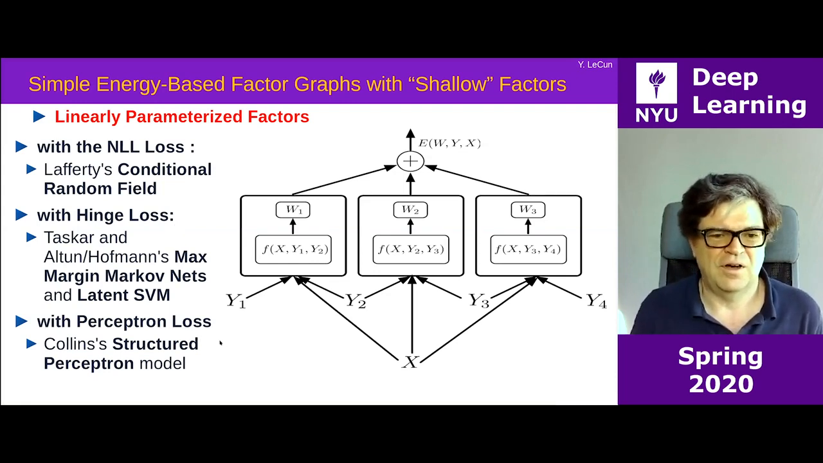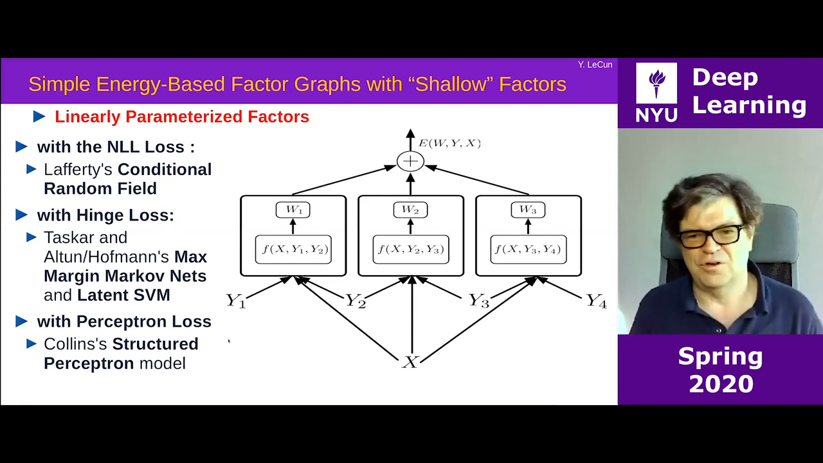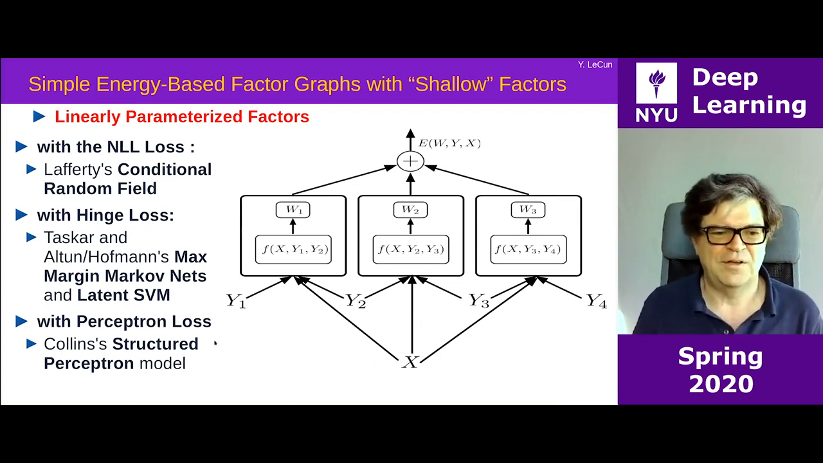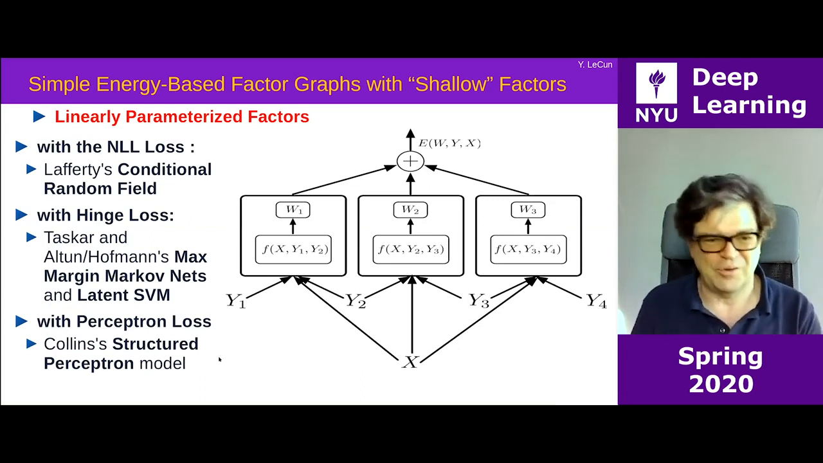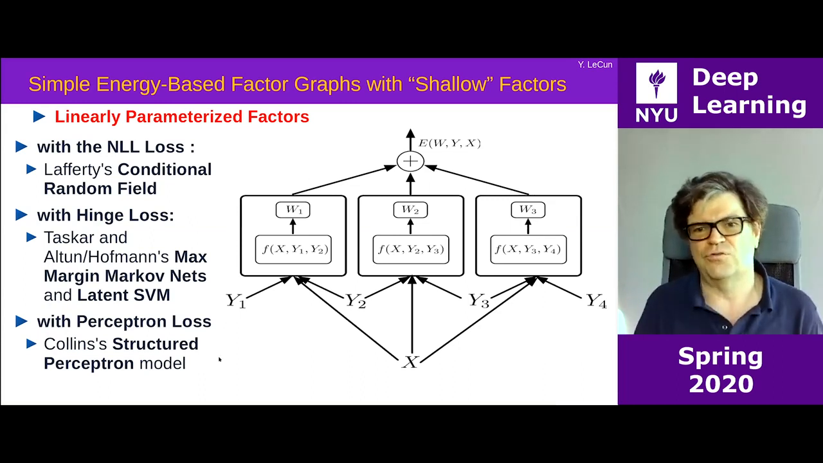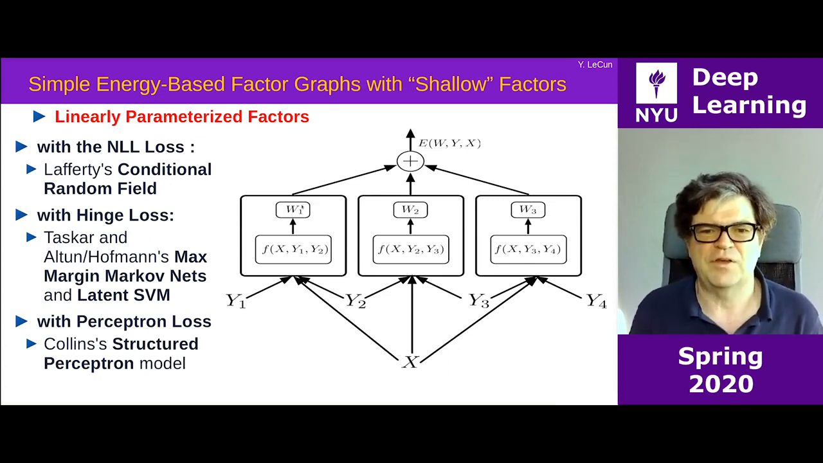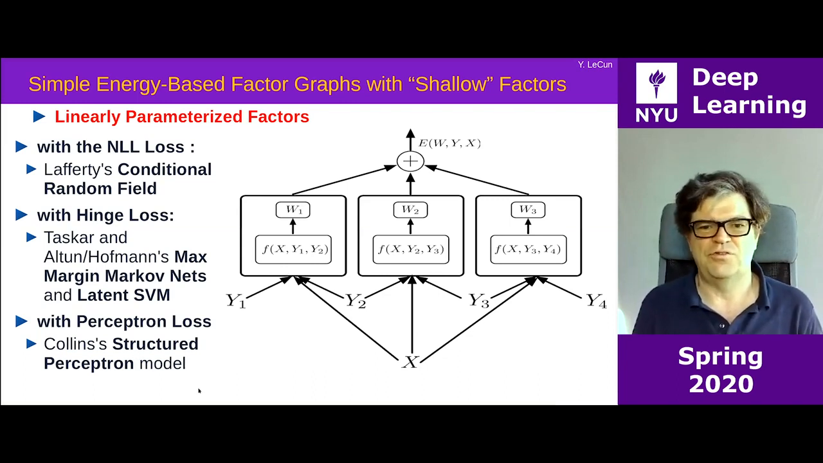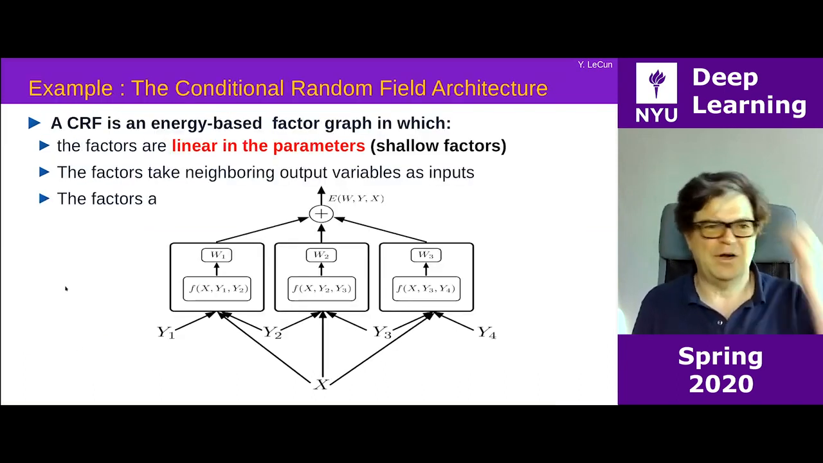Michael Collins, who's a well-known professor at Columbia in NLP, kind of built his career around this idea of using perceptron loss for structured prediction. That perceptron loss only works if you have linear parameterization of the factors. If you make them deep neural nets, you can't use the perceptron loss anymore, and it's because the margin is zero. We talked about this a little bit before, but I'll come back to it in a minute.